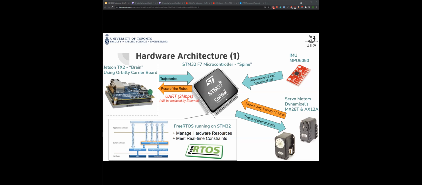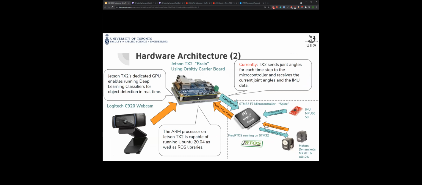Next slide, please. So yeah, something I always like about this hardware architecture is how much it's like the human nervous system, or the human body. Anyway, we're building a humanoid robot after all, so it should look like a human.